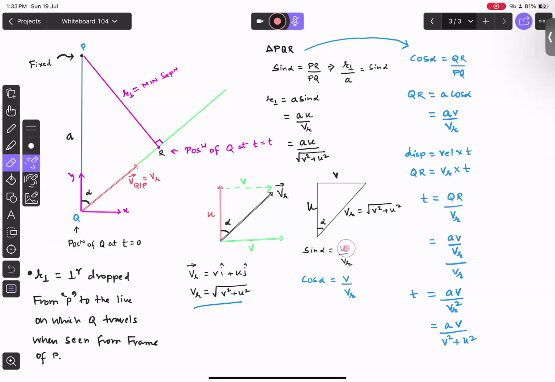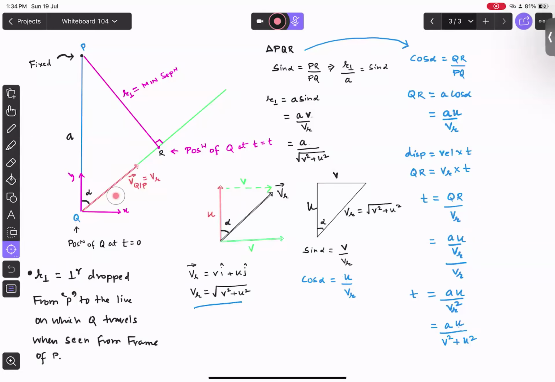So sine alpha will be V by VR. Sine alpha is V by VR. Now cos alpha will be U by VR. So we'll be having U here. I hope it is correct now.